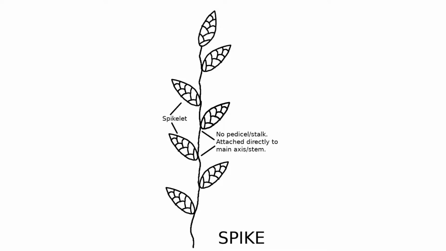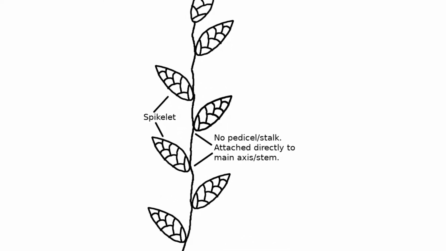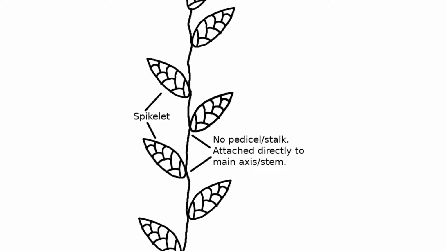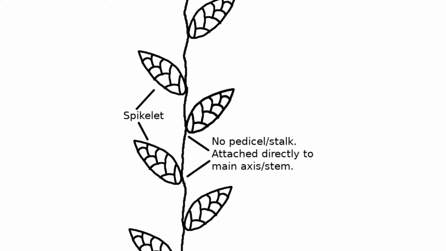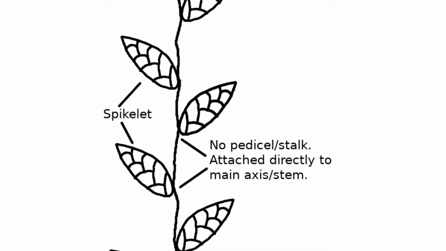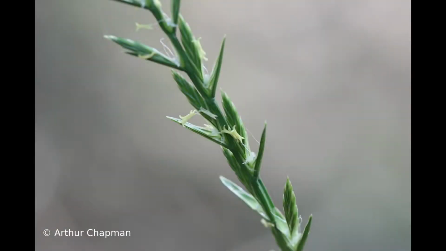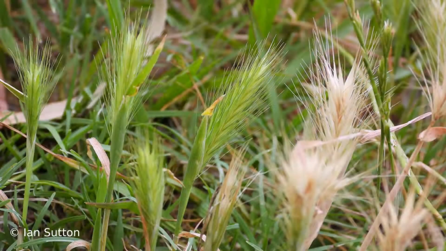Spikes. In a spike, the little spikelets, that's the little flowers with their cradling glumes, are attached directly to the main axis or stem. That is, the spikelets are sessile, from the Latin word to sit. Ryegrass, Lolium species, and barleygrass, the Hordeum species, are examples of such grasses locally.